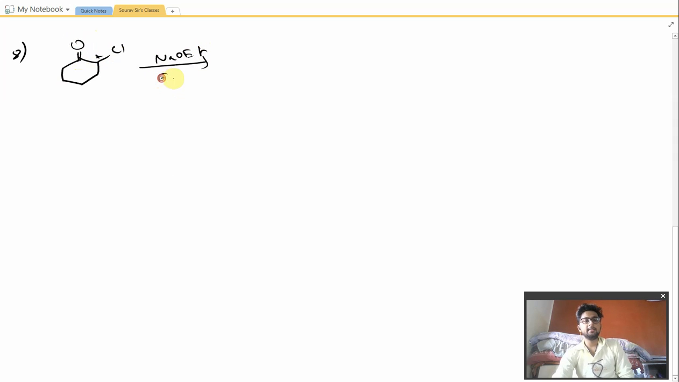The name of this reaction is the Favorskii reaction, and this is one of the favorite reactions of the IITs in papers like JAM and GATE. Many times, in different years, the Favorskii reaction is given in different parts. In the 2019 paper there is a Favorskii reaction given here, and in the 2020 paper there was also a Favorskii reaction.